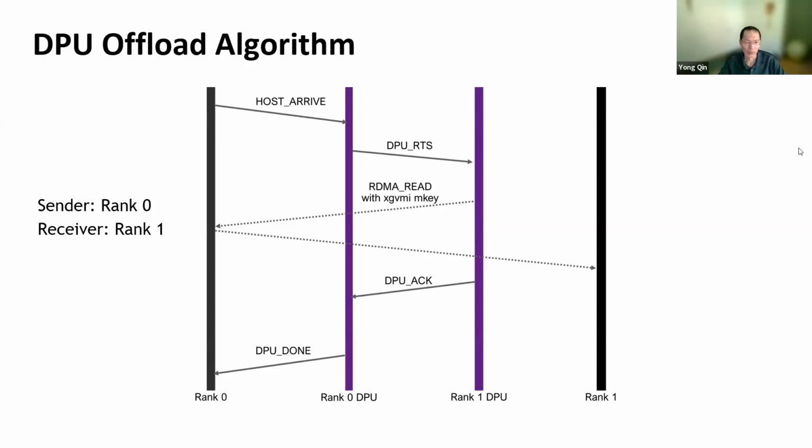Then rank 0's DPU will keep checking on all these completions. Once it figures out that all the data that I need to send has already been sent, and all the data that I need to receive has already been received, it will send a DPU down message from the rank 0 DPU to rank 0 on host. This will mark the collective as completed on host. Okay, so next slide, please.